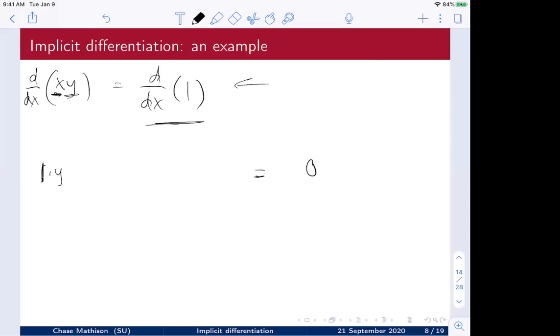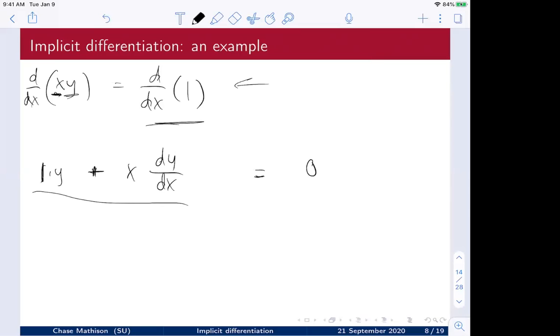Plus, and this is where people get tripped up, so pay attention. Plus, now I'll leave the first thing alone, and I'll take the derivative of y with respect to x. But the derivative of y with respect to x is just dy/dx, right? That's what we've been calling that this whole time, or y prime, however you want to write it. You could also write y prime here. That would be fine. But this whole thing is now the derivative of the left-hand side.